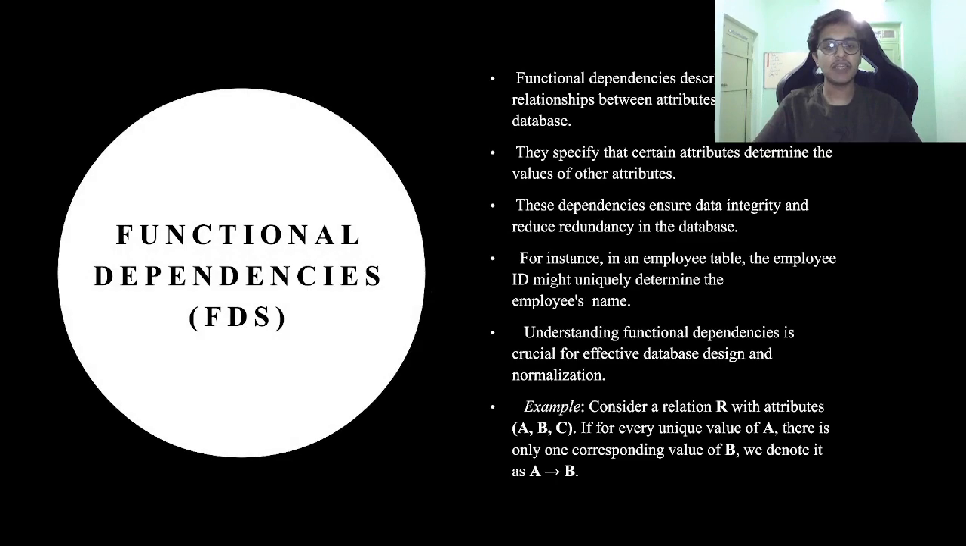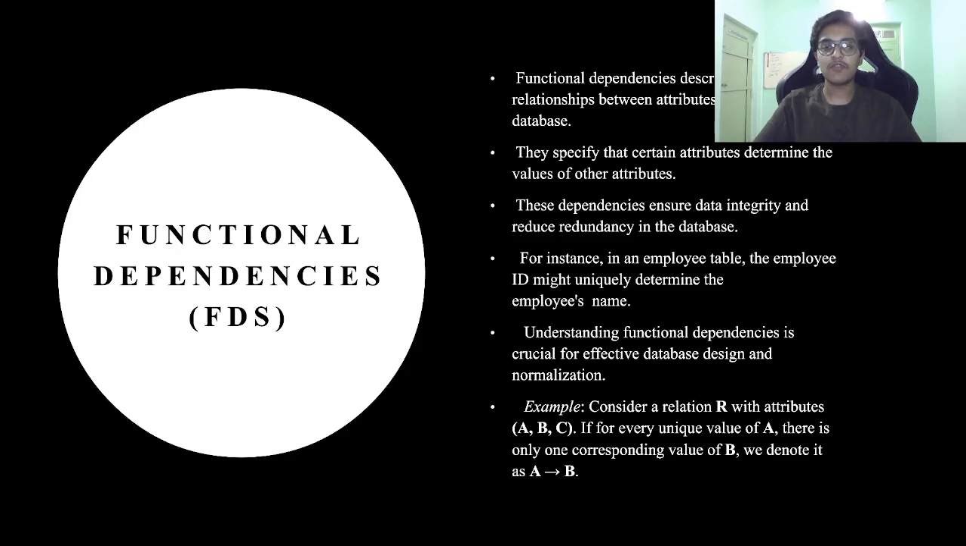Moving on to the next slide. We have functional dependencies, or FDs. Functional dependencies describe the relationships between attributes in a relational database. They specify that certain attributes determine the values of other attributes. These dependencies ensure data integrity and reduce redundancy in the database. For instance, in an employee table, the employee ID might uniquely determine the employee's name. Understanding functional dependencies is crucial for effective database design and normalization.